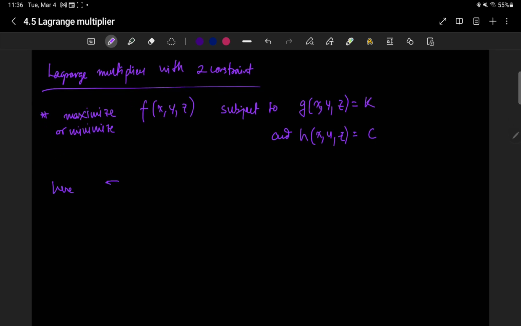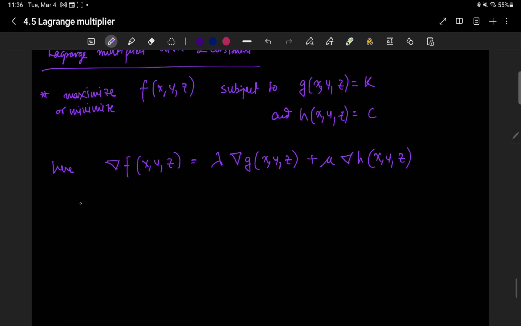So here we will require that the gradient of this function is some lambda times the gradient of the first constraint plus some other constant mu times the gradient of the second constraint, or the second level curve. Which means this amounts to solving 5 variables in 5 equations.